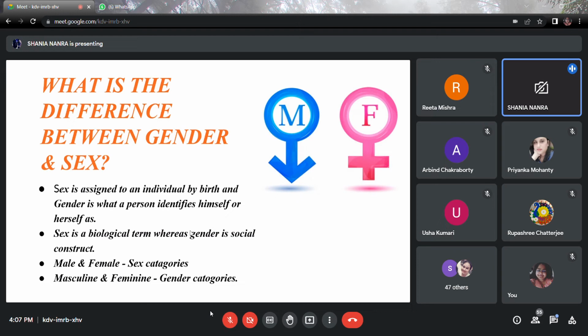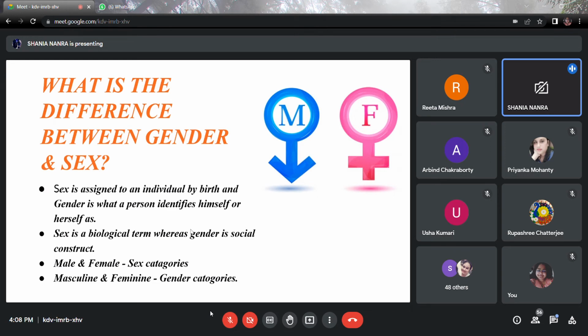Now, what is the difference between gender and sex? Sex is assigned to an individual by birth. It is a biological term. Gender is what a person identifies himself or herself to be. It can vary from person to person. A boy may want to wear an earring in his ears. A girl may want to wear a boxer, whichever thing they want to be according to society. So gender is what a person identifies himself or herself as. It varies from society to society.